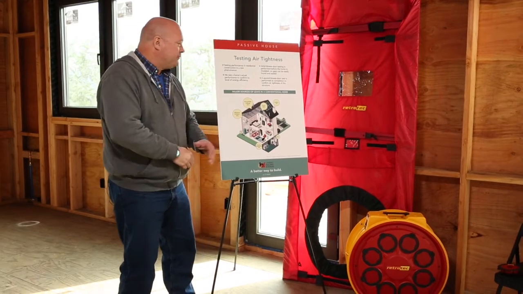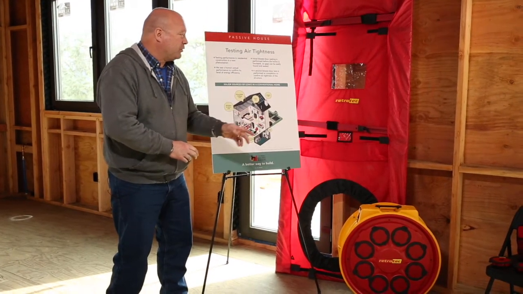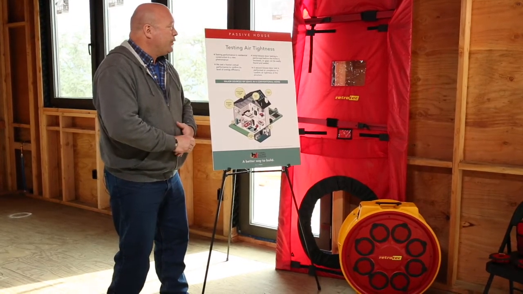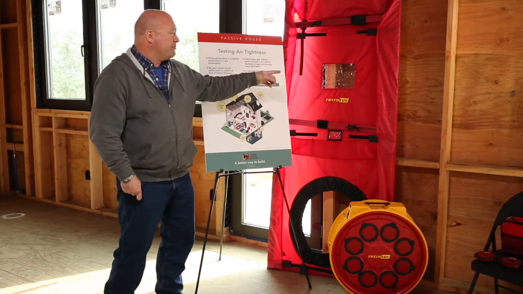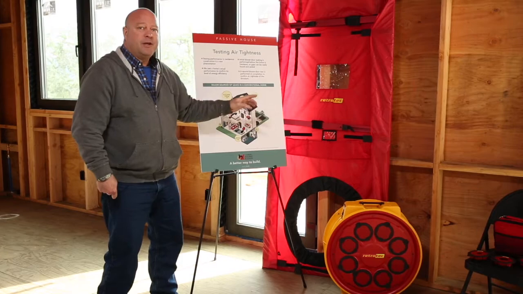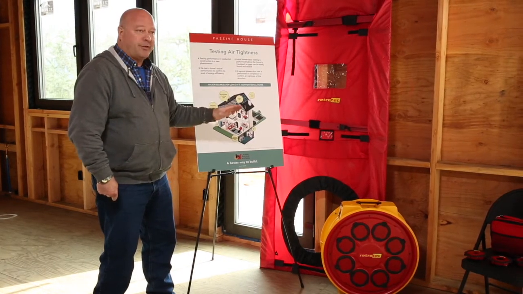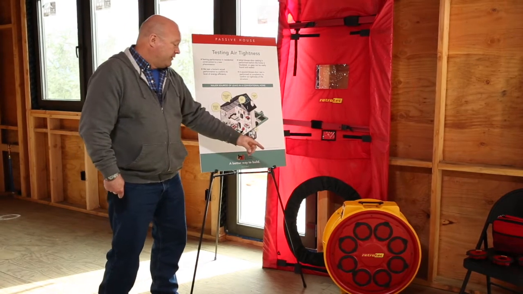So this is the apparatus that we use to actually test the air tightness, and this is called a blower door. If we were actually running a test right now, we would put this membrane, this red rectangle, in one of the doors. We would make sure that all the other exterior doors and windows were closed.